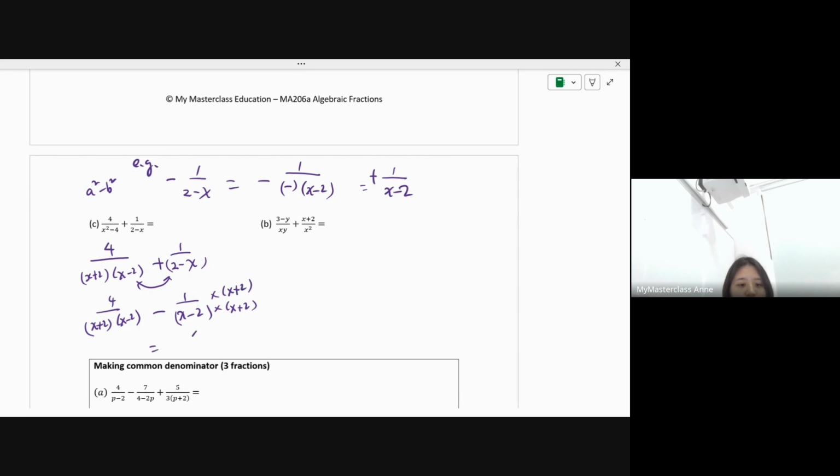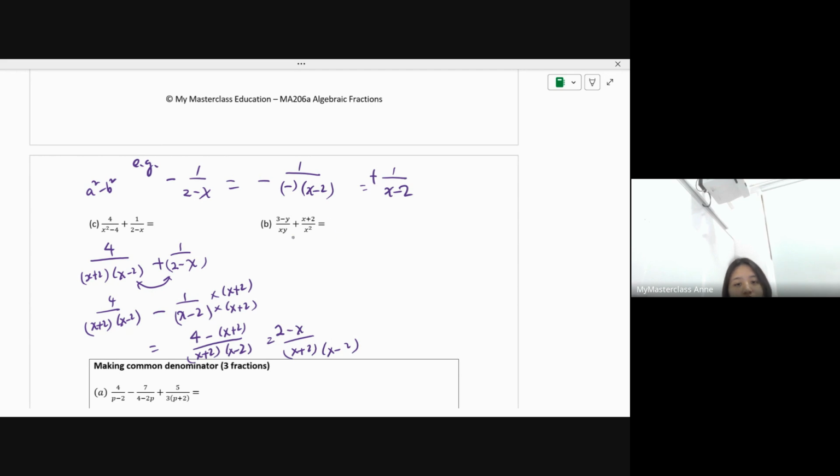And then I'll get 4 minus x plus 2, divided by x plus 2 times x minus 2. So 4 minus x minus 2, divided by x plus 2 times x minus 2, which is 4 minus 2, just 2, so 2 minus x on top. This will be my final answer.